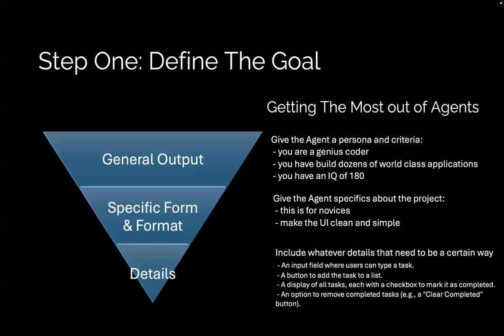And the way to think about that is, how do I do that? Well, let's think about your general output. So you give the agent a persona and criteria. This is what I've heard over and over again, and it's really worked for me. You say, this is coming from someone who's the best in the world at this. You've built a lot of the thing I'm asking you to build. You've got a high IQ. As stupid as that sounds, it winds up really mattering. Give the agent the specifics of the project. So what are you trying to get done? It's for novices, make it clean and simple. Include whatever details you need to be a certain way.